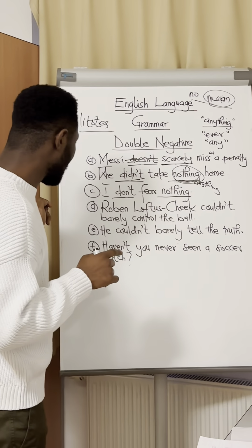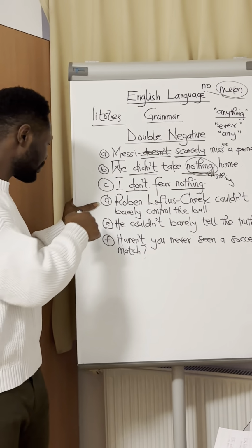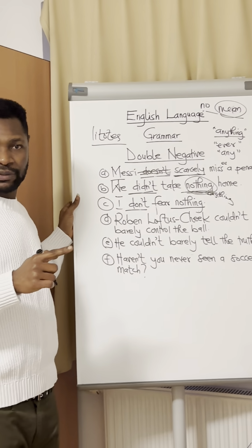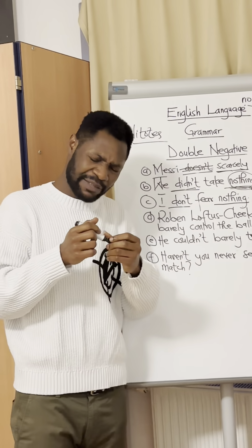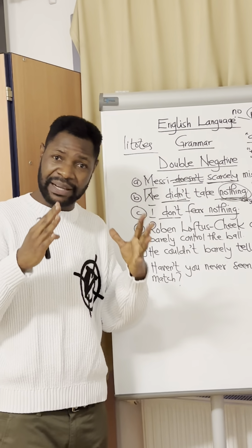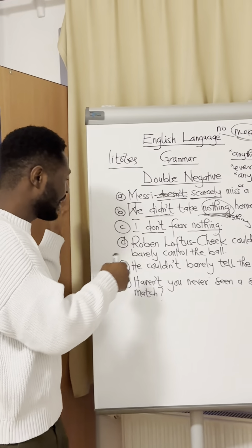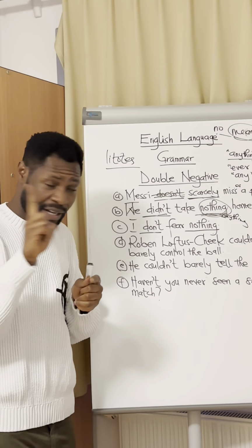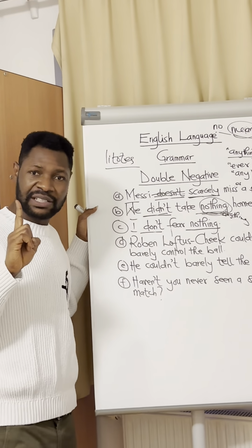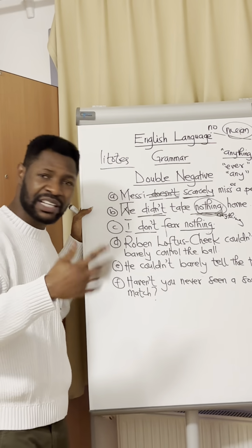We also have the next one, which is the D. Ruben Loftus-Cheek couldn't barely control the ball. I have a problem with this man called Graham Potter. I mean, you have a number of midfielders on the bench. And this guy who hardly has just one control. I have never seen him control the ball for just once. You give him a pass, he wants to do everything before he gives a pass.